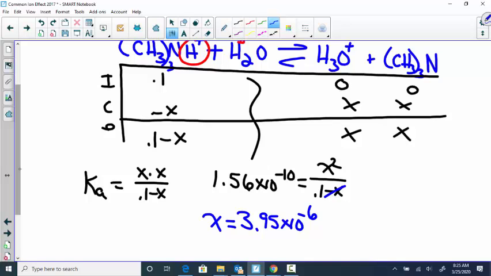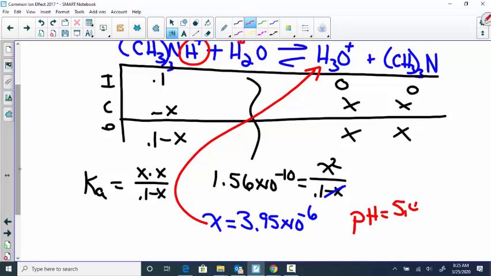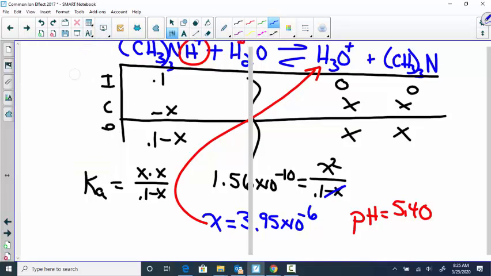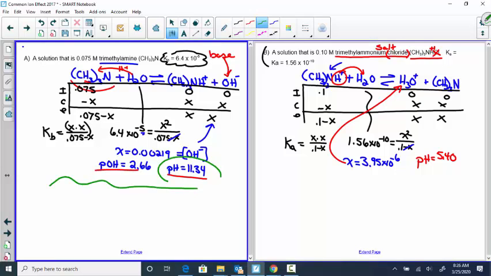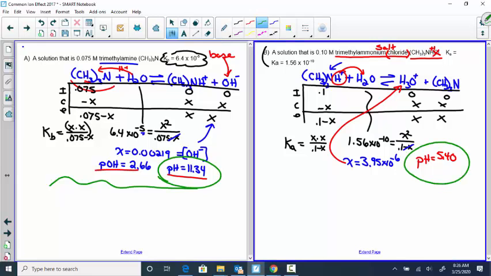And X now is H3O plus. So then I can just find pH directly from that. And that pH comes out to be 5.40. So you can see with these last two problems that the base over here produced a basic solution. The salt of that base produced an acidic solution.